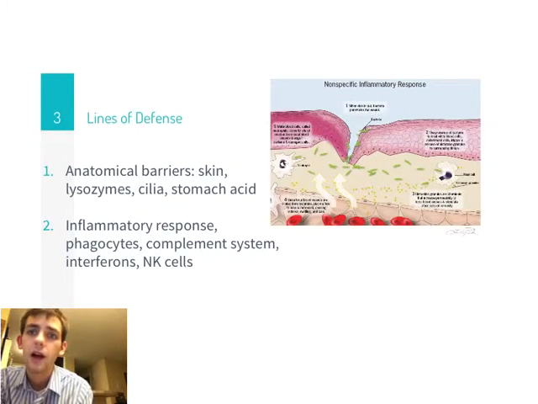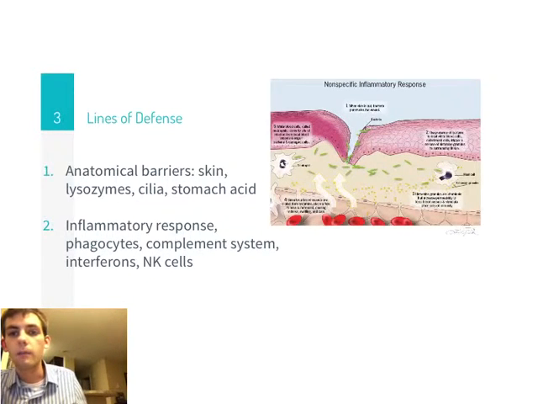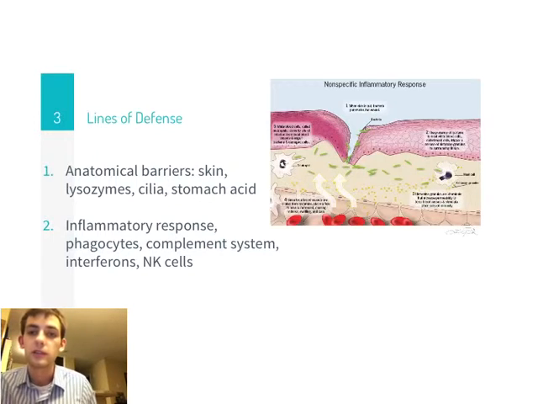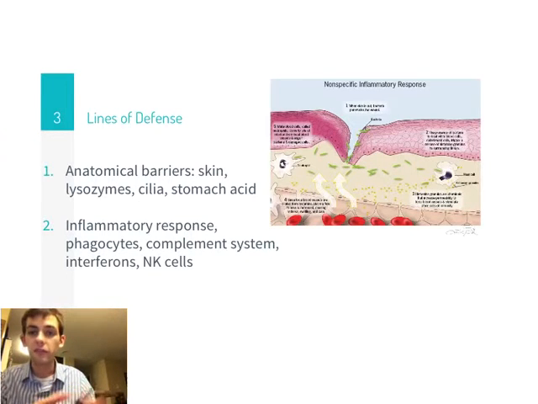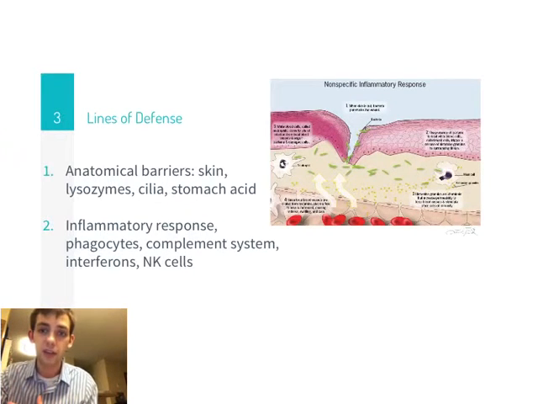The second line of defense includes a whole host of non-specific barriers. Some examples of these are the inflammatory response, phagocytes, something called a complement system, interferons, and then natural killer cells. The inflammatory response is really interesting. Essentially, what happens is histamine is released from cells in your immune system, and histamines will actually cause vasodilation, which means widening the blood vessels. And that means more blood can flow, which means more phagocytes can go to the site of an infection.